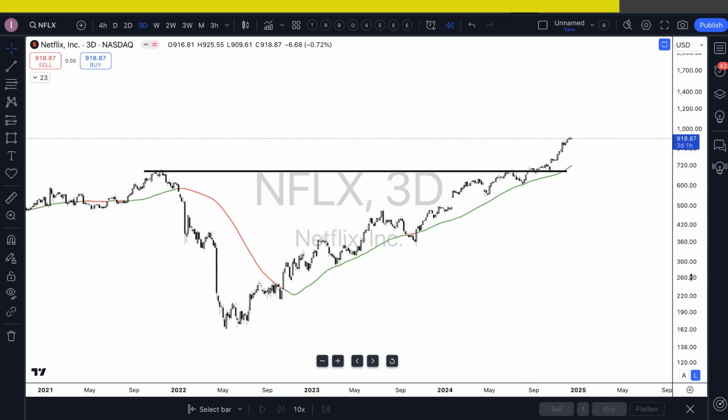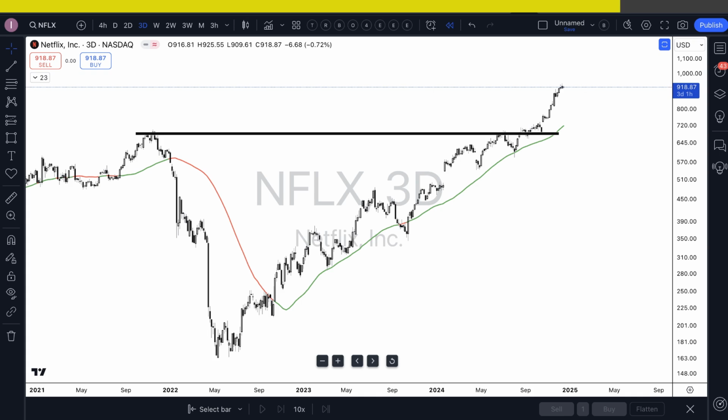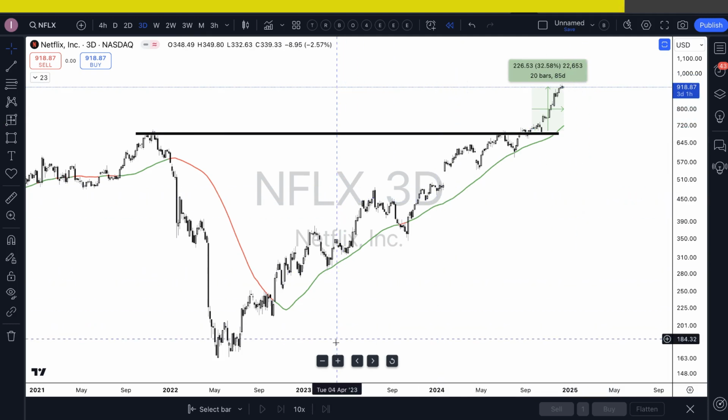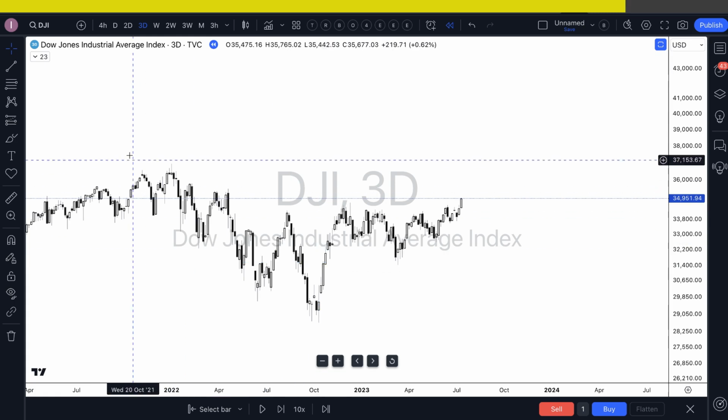Here we go. So here's current day. And again, it may not look like much, but let's just measure this because this thing is still going. Let's say we bought in right there. So 85 days, we're up 32%. Gotta love it.